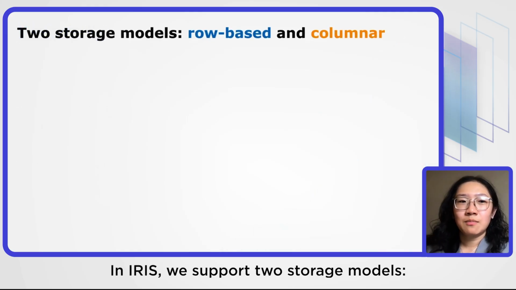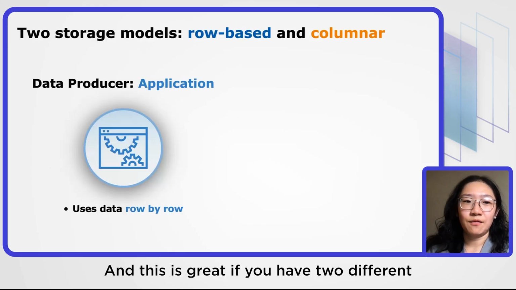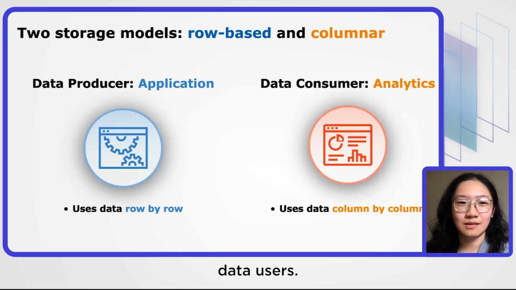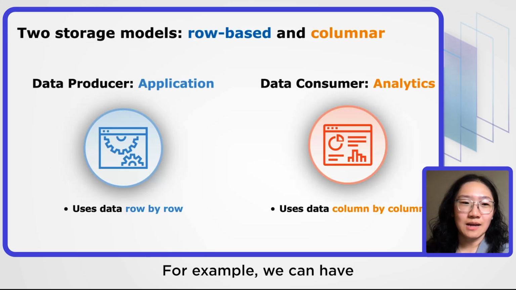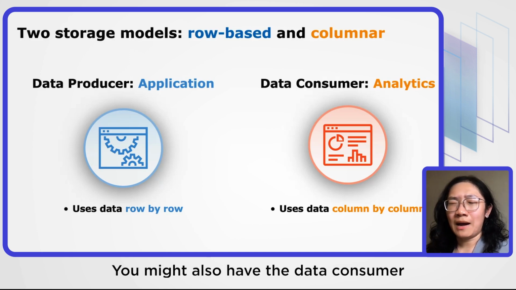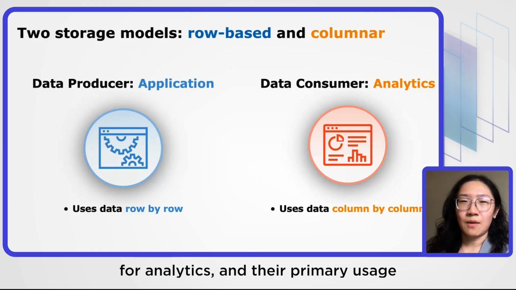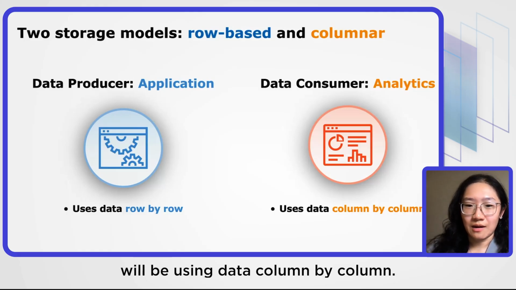In Iris, we support two storage models, row-based and columnar. This is great if you have two different data users. For example, you can have a data producer, which is an application, and their primary focus will be using the data row by row. You might also have the data consumer on the same table for analytics, and their primary usage will be using data column by column.